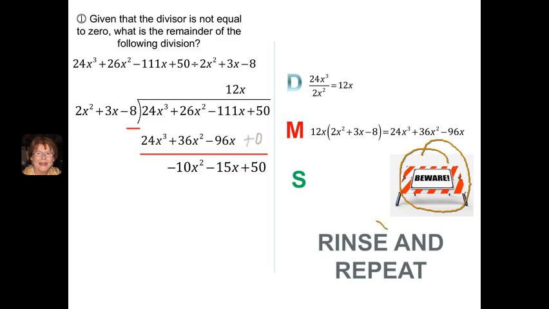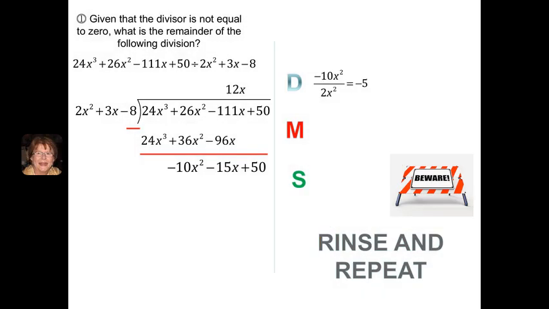I start over again. I'm going to do my division. Negative 10x squared divided by 2x squared gives to me negative 5. And negative 10 divided by 2 is negative 5. The x squareds eliminate. Negative 5. Where am I going to put that? Remember, that is the next part of your result. I place it here.